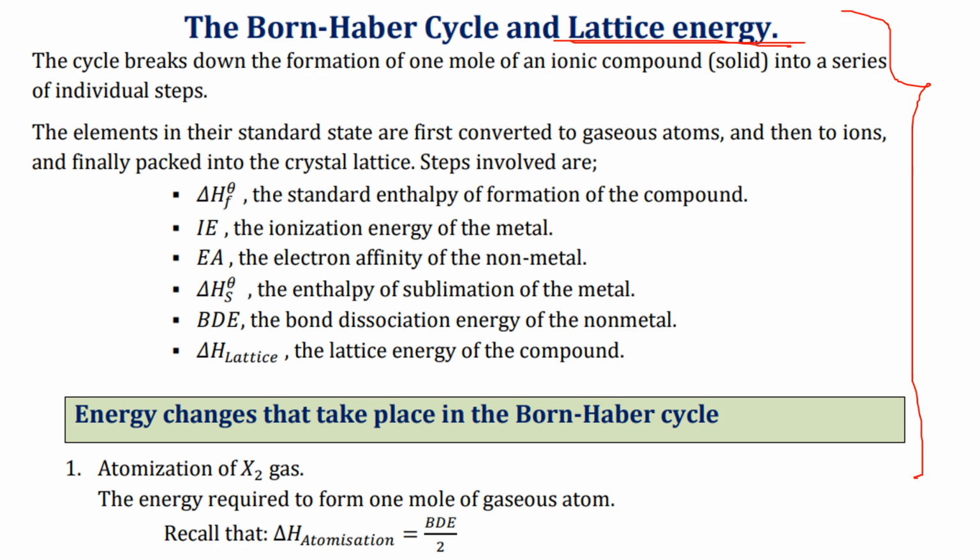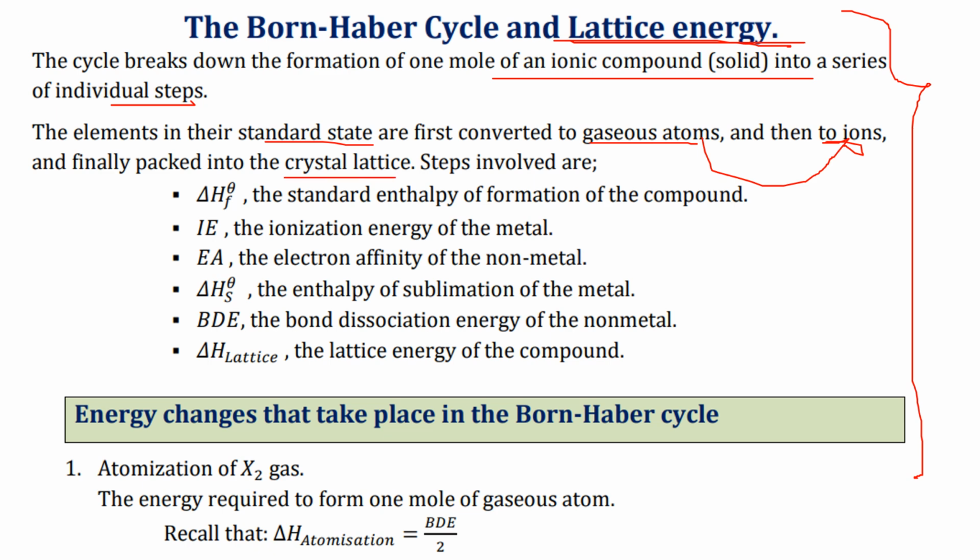So a brief introduction about the Born-Haber cycle is that this is the cycle that is going to break down formation of 1 mole of ionic compound or ionic solid or ionic electrolyte into a series of individual steps. Now the elements that are present in their normal or standard states are first converted into gaseous atoms. Then from gaseous atoms, we convert them to gaseous ions. And then from gaseous ions, we pack them into a crystal lattice.